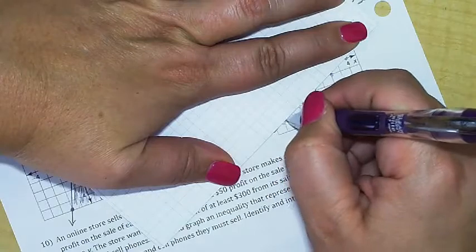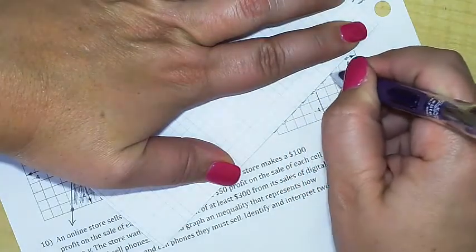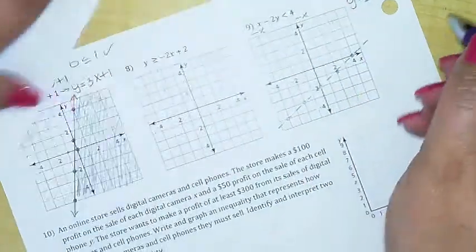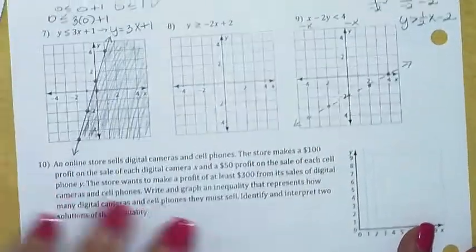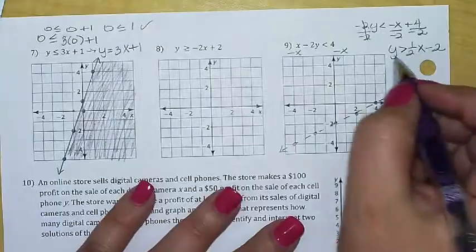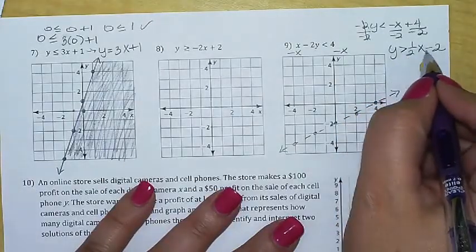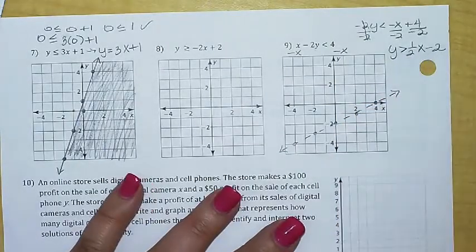Some people like to make it and then go back and erase and make dashes, but I like to make the dashes from the get-go. Okay, so again, there's my boundary. It's like having that open circle. And then it says it wants all the y's that are greater than this boundary.